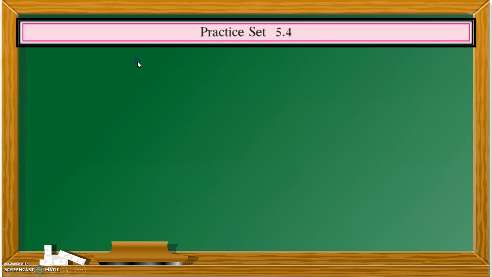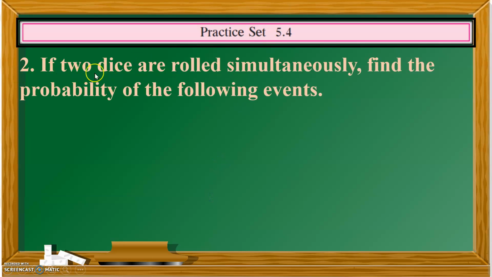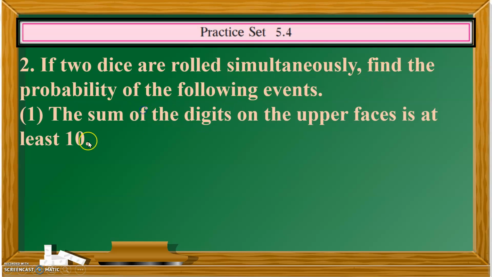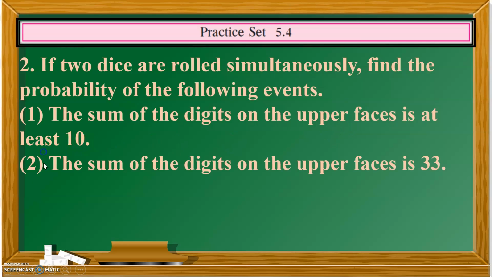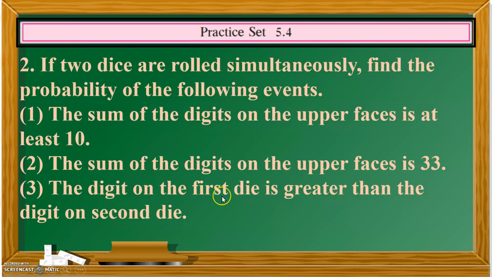Now let us start with practice set 5.4. The second question: if two dice are rolled simultaneously, find the probability of the following events. The first: the sum of the digits on the upper faces is at least 10. The second: the sum of the digits on the upper faces is 33. The third: the digit on the first die is greater than the digit on the second die. Let us take one event at a time.